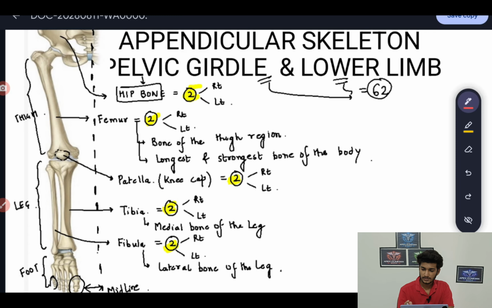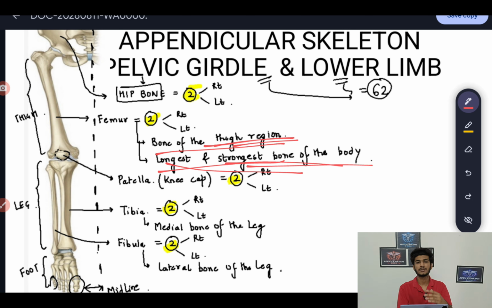This bone is present in the thigh region, and it's also called the longest bone of the body, and helps in the determination of height. That means you can directly say that if a person has a long femur, the height of the person is more. It is directly proportional.